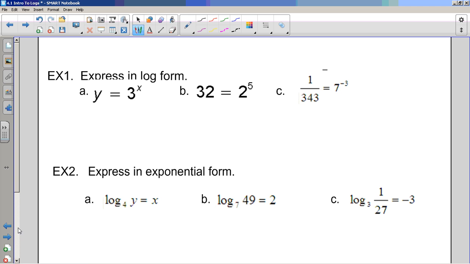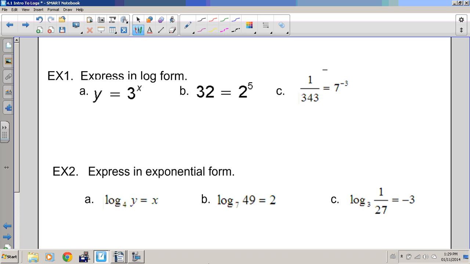Okay. Do we want to get into the examples? How am I doing for time? Okay, I'm going to stop. We'll do the examples in part 2.